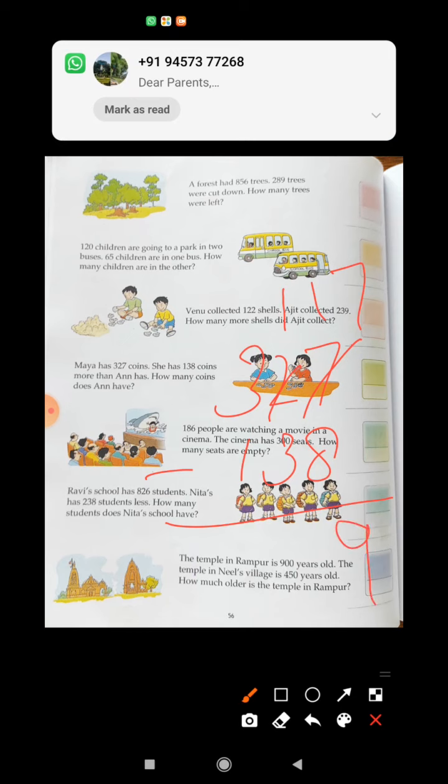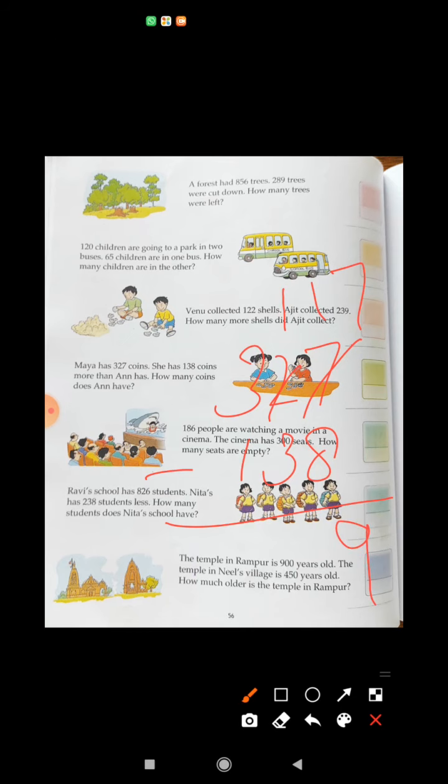Now here you see, 1 is less than 3. Now take a borrow from 3. Here will be 11 and here will be 2 remaining. 11 minus 3 is 8. 2 minus 1 is 1. The answer is 189 coins Anne has.